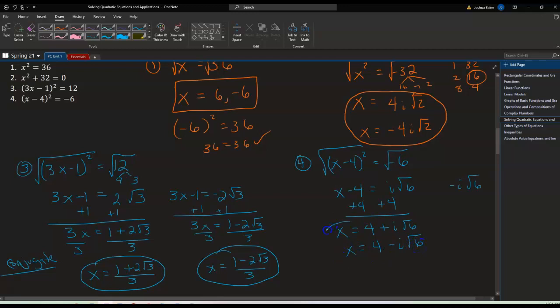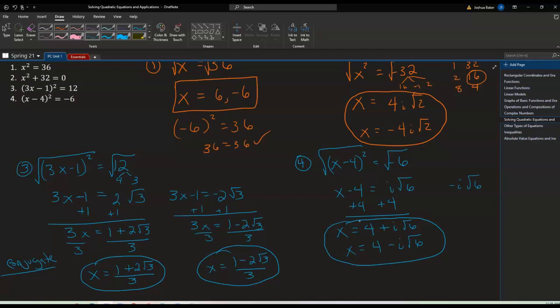You see the similarity in those two solutions? One's got a plus in between it and one's got a minus in between it. So this is solving using the square root property. And the issue here is, not always are they going to be set up to where you can use this.